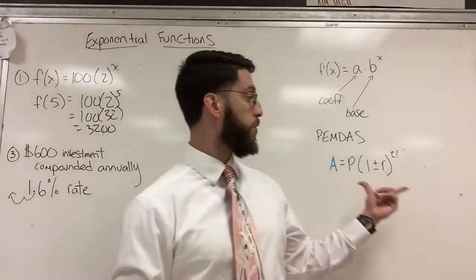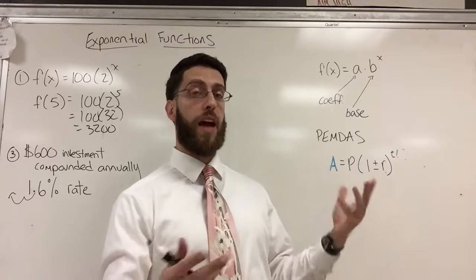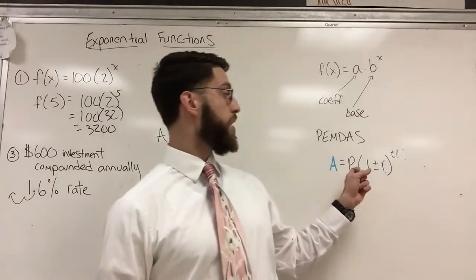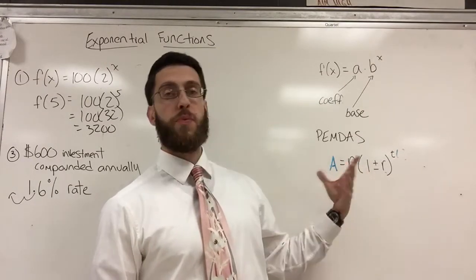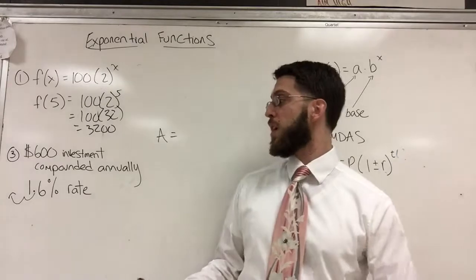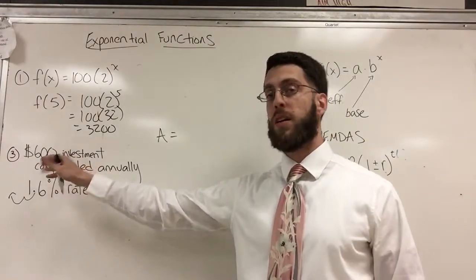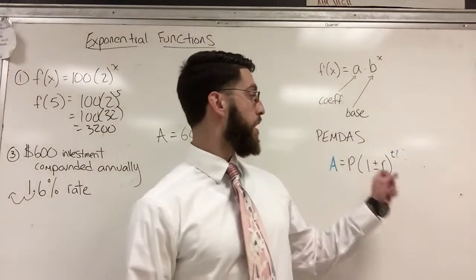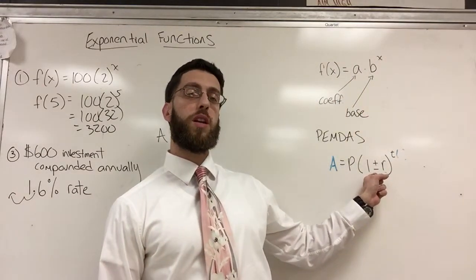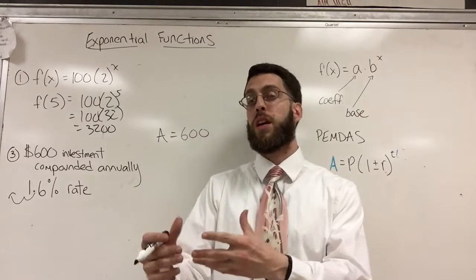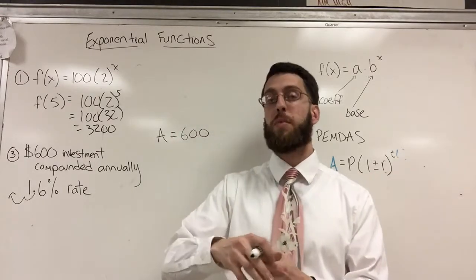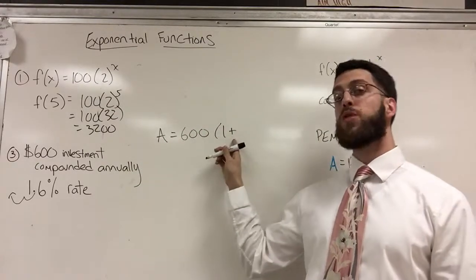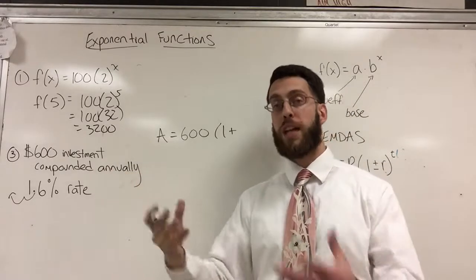So here's my formula. A is the amount of money I would have at the end of the time that I've invested it. So A equals, P is the principal, the money that I put in. So that's going to be 600, the investment money. And the reason they use 1 here is because if you invest money, not only are you going to get your money back, but the interest on top of it. So that's like saying 100%. So that's 1 plus, and the reason I'm using plus is because interest means you're getting more money.